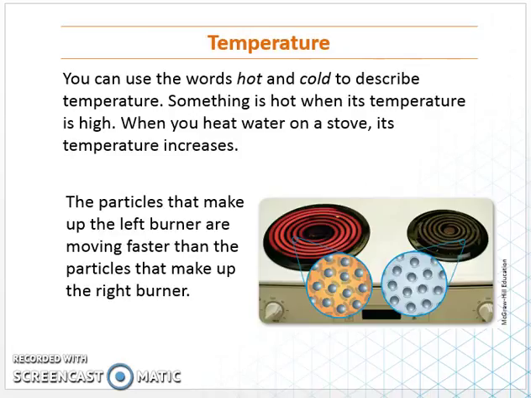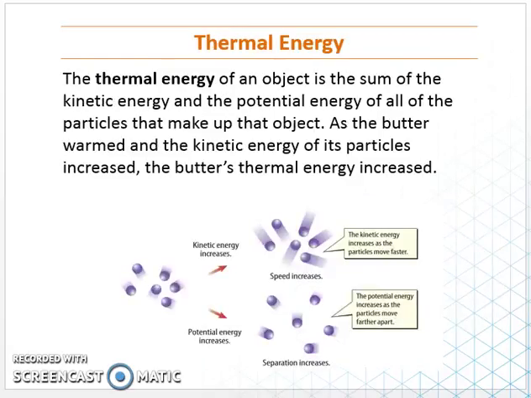You can use the words hot and cold to describe temperature. Something is hot when its temperature is high. When you heat water on a stove, its temperature increases. The particles that make up the left burner are moving faster than the particles that make up the right burner. The thermal energy of an object is the sum of the kinetic energy and the potential energy of all of the particles that make up that object. As the butter warmed and the kinetic energy of its particles increased, the butter's thermal energy also increased.